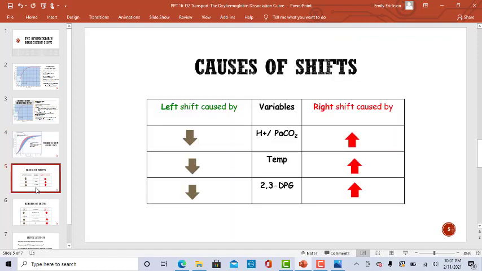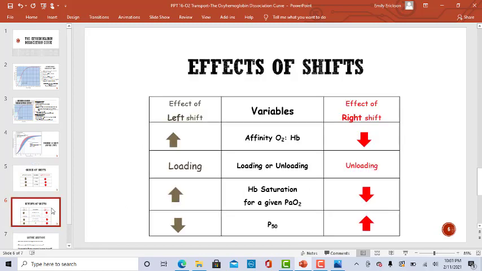I have it broken down here where you can see the left shift is caused by decrease H plus, PaCO2, a decrease in temperature and a decrease in 2,3-DPG, and a right shift is caused by an increase in H plus ions, PaCO2, an increase in temp, and an increase in 2,3-DPG. Again, if you're looking at different variables, your affinity for oxygen is going to increase when you go to the left, decrease when you go to the right.